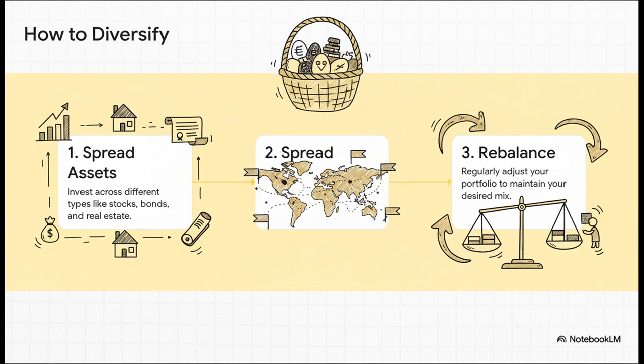First, you spread your investments across different kinds of assets. Things like stocks, bonds, maybe some real estate. Second, you spread them out across different parts of the world so that if one region is having a tough time, it doesn't sink your entire portfolio. And finally, you rebalance from time to time, which is just a fancy way of saying you check in and make sure your mix is still where you want it to be. It is the bedrock principle for stable, long-term growth.